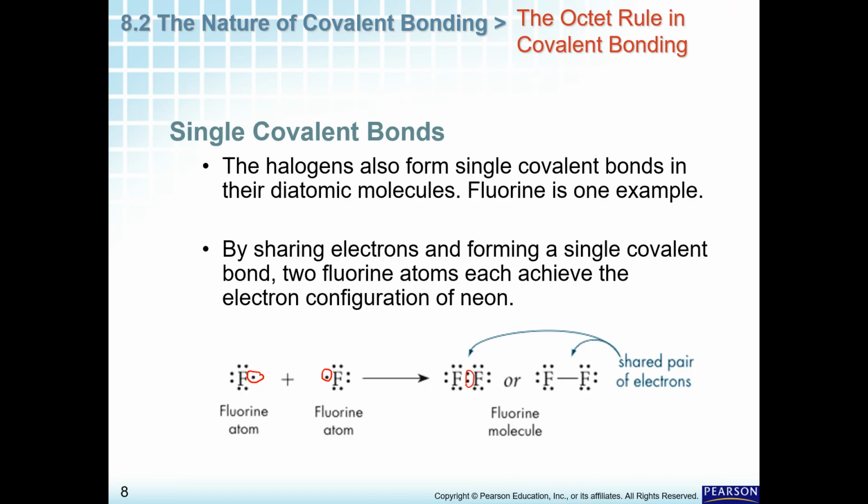And that is so the fluorine over here on the left has 1, 2, 3, 4, 5, 6, 7, 8, and the fluorine on the right has 8. However, they're only sharing this one pair, so therefore they're completing the octet rule and actually have the same electron configuration of neon, so they're happy. Again, you can illustrate this with 2 dots, or you can illustrate it with a line, which means 2 electrons.